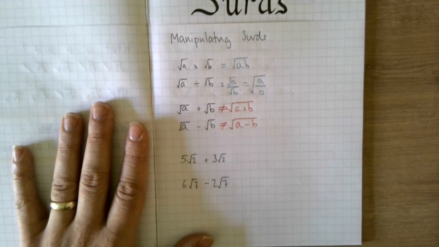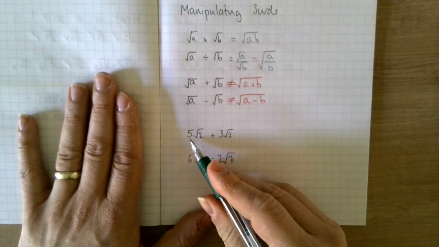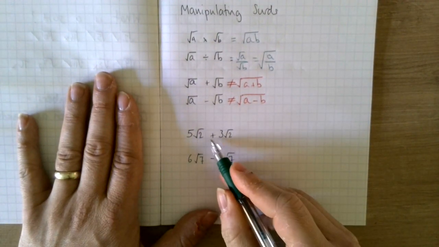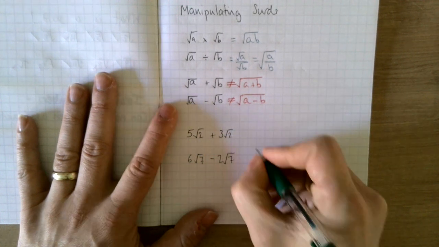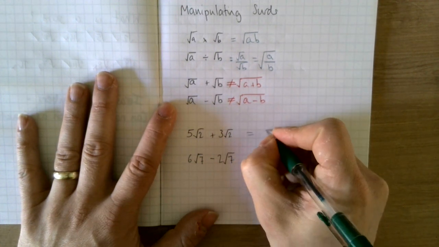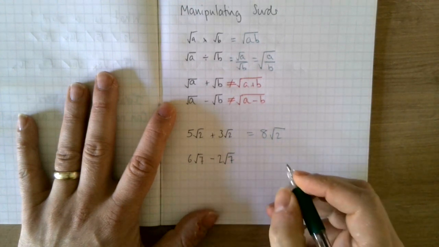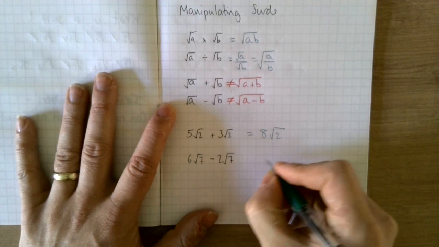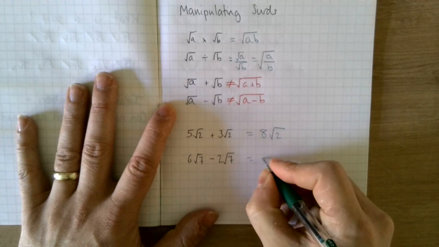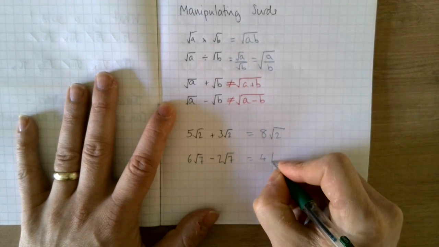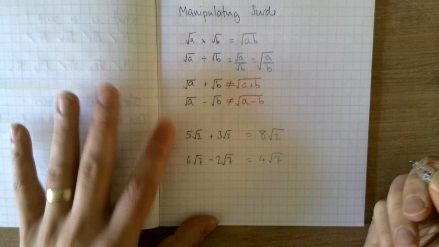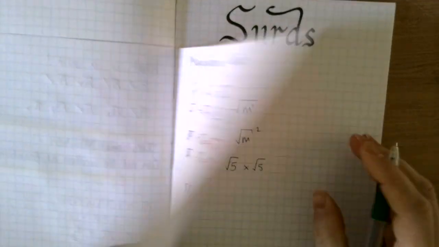You can do stuff like this. So if you've got 5 lots of root 2 and you're trying to add on 3 lots of root 2, then we can go ahead and say that's the same as 8 lots of root 2. That's fine. And 6 lots of root 7, take off 2 lots of root 7. Then sure, that's 6 take away 2, there's 4 lots of root 7 there. That's okay.